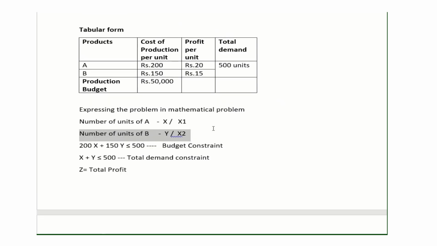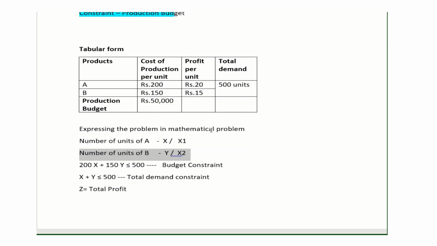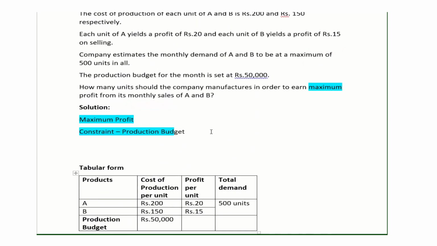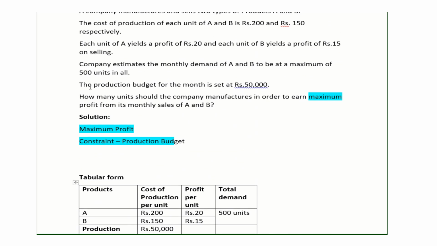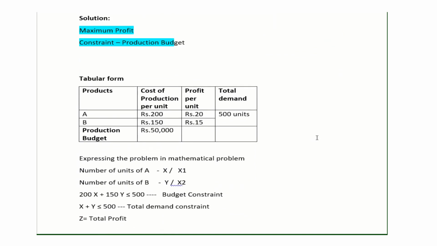Next, you have to frame the constraints. What are the types of constraints available here? First we go for the budget constraint. What constraint do they give? The production budget for the month is set at rupees 50,000.